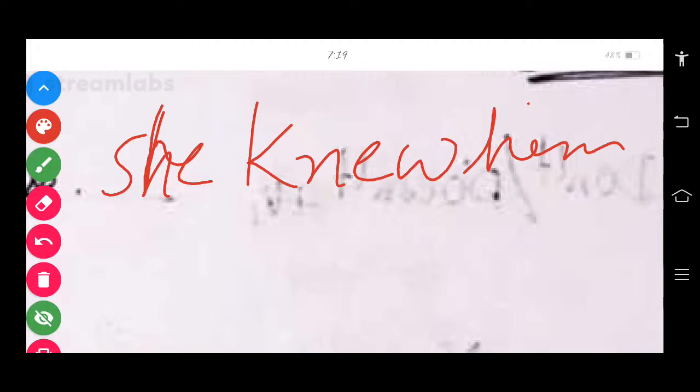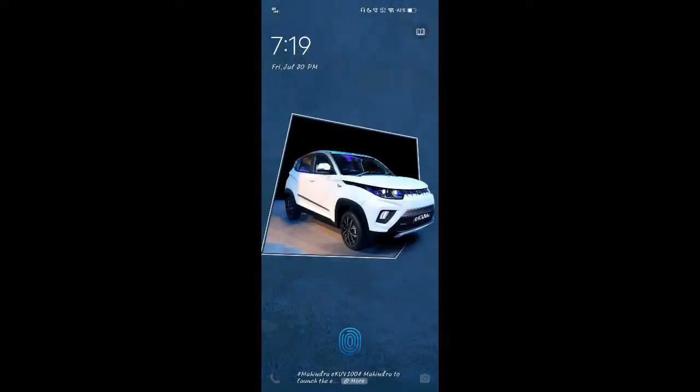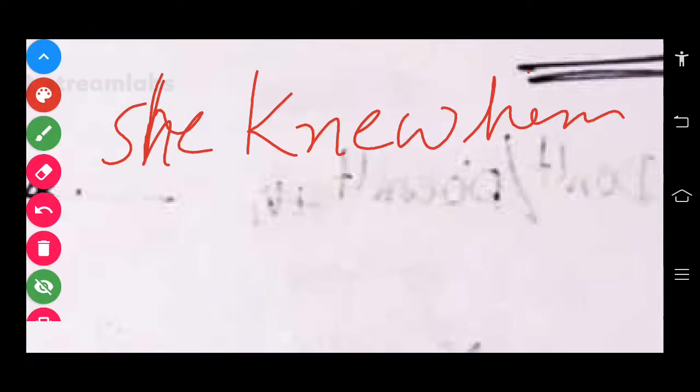Very nice of you. Okay, in this sentence, she knew him. So what is the correct passive sentence of this? How can you make a passive sentence for the given sentence? You have to understand one thing.